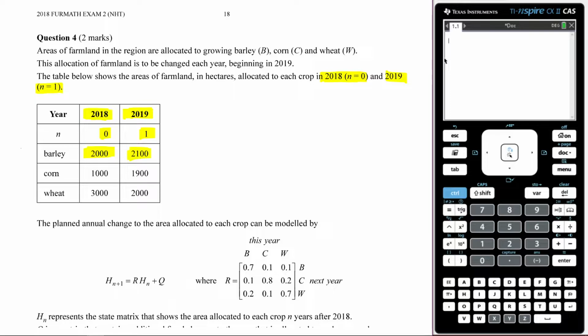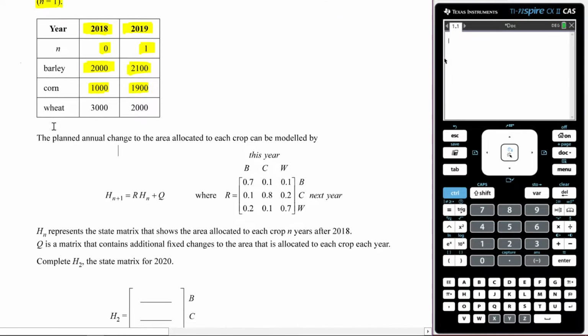Remember, as you're going through these questions, it's important to sometimes talk to yourself like you're explaining the question to yourself. So as I'm looking at this, I'm thinking, oh yeah, I'm going this many hectares for corn, next year that many hectares for corn. Then we keep on going.